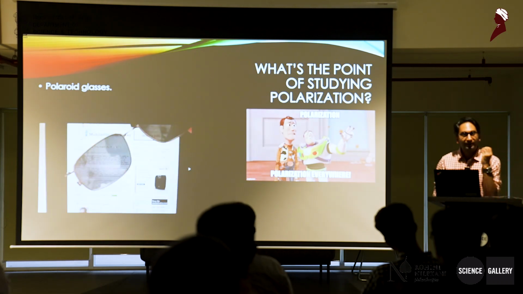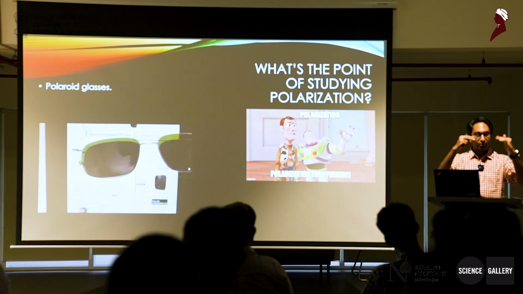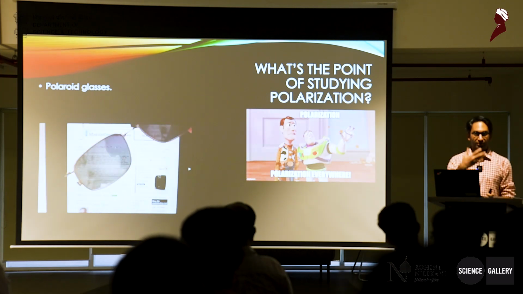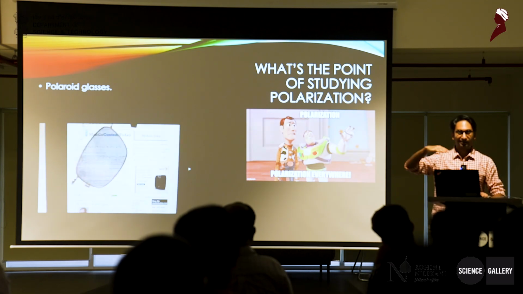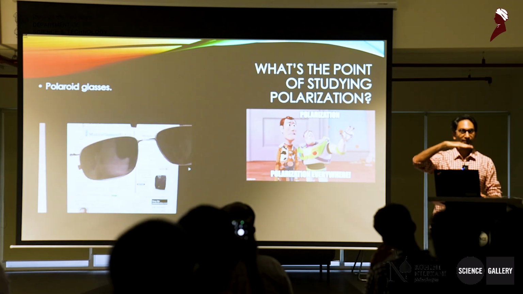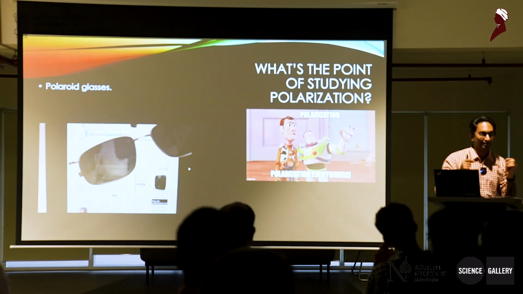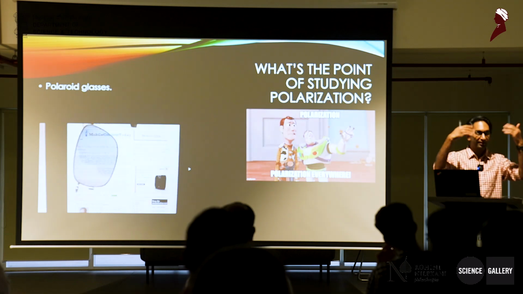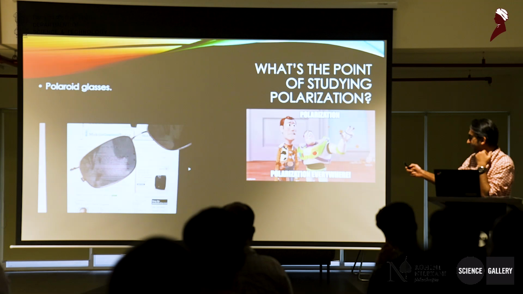Have you heard of Polaroid glasses? Those cool glasses that you wear. They cut off half the light, right? So if you have unpolarized light, you're cutting off all the light that's oscillating in every plane except in one direction. So 50% of the light is cut off. So when you wear these as sunglasses, you do not get as much intensity. 50% of it is cut down. That's why you have Polaroid glasses.